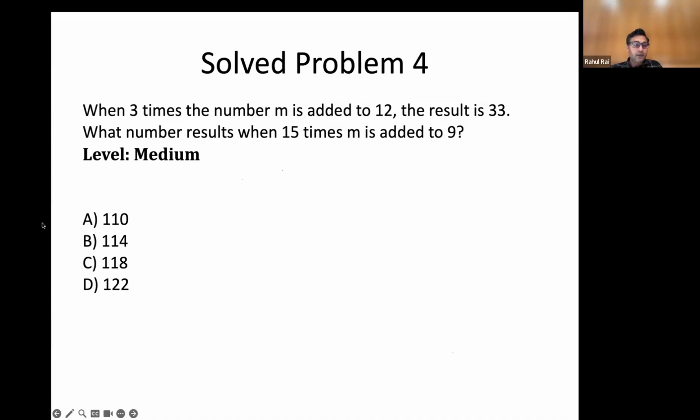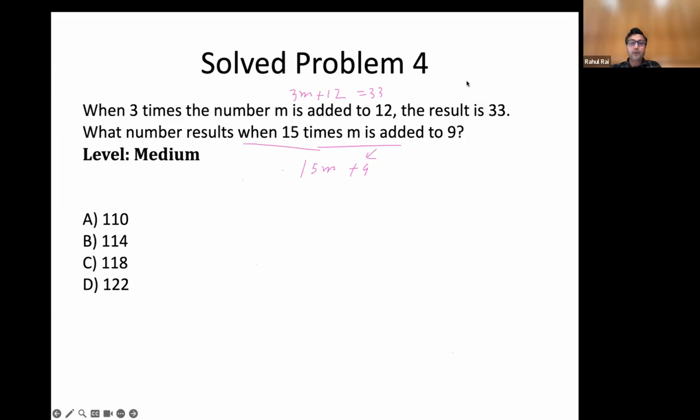So great. Let's quickly go ahead and solve this problem. Okay. So what we have is 3 times number m. This basically says that 3m when added to 12 results in 33. Now the question is, if that's the case, what will be the value of 15m plus 9? So if you read this sentence, this translates into this equation. So from here, we can solve this question. So this is 33, and 3m plus 12.